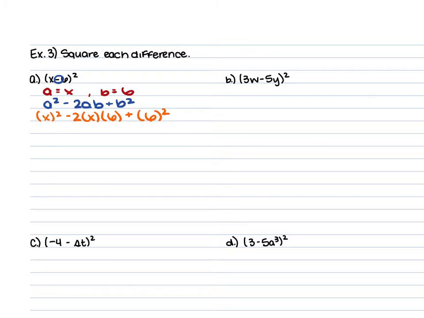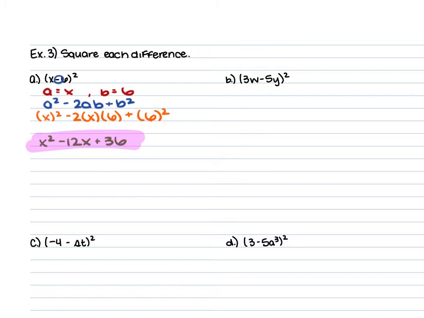So if we simplify this, that x squared is x squared. Negative 2 times x times 6 is negative 12x, and 6 squared is a positive 36. So that's just x squared minus 12x plus 36 for our answer.